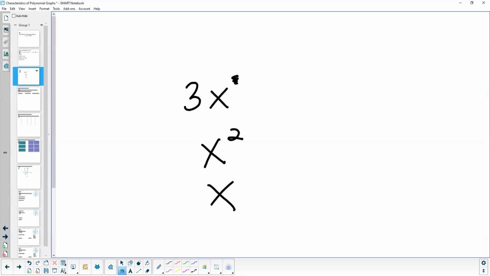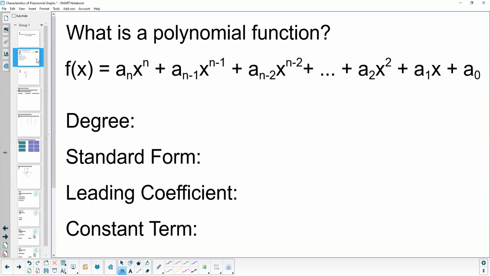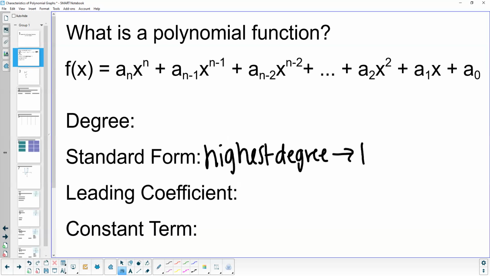A polynomial is a bunch of monomials either added or subtracted together to be combined into one thing. So the general form of it is typically looking like this. Now we often will write a polynomial in standard form, which means we go from highest degree to lowest degree. Okay, so we're going from highest to lowest.